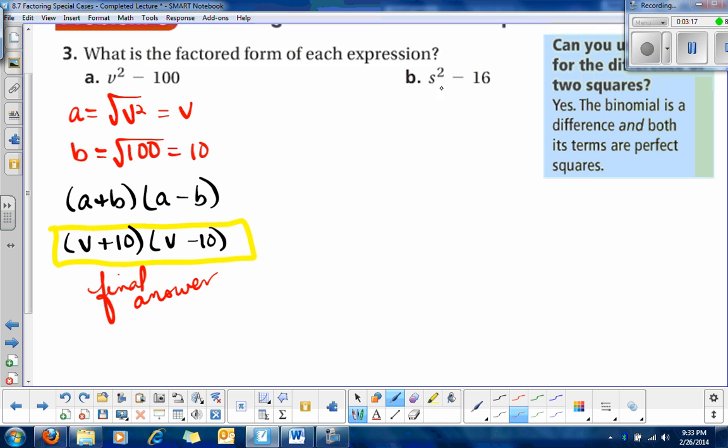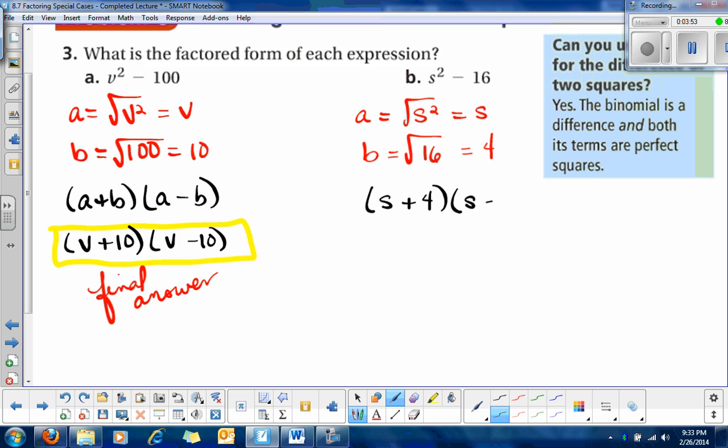All right, so for problem B, we have our A, which we're going to find by taking the square root of the first term, so the square root of s squared, which is equal to s. And our B is going to be the square root of the second term, which is the square root of 16, which is equal to 4. So now we have our A and our B, and of course we're going to put it in the form A plus B times A minus B. So here we're going to end up with s plus 4 times s minus 4, and it's as simple as that.